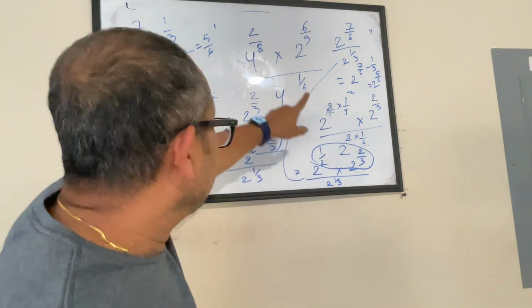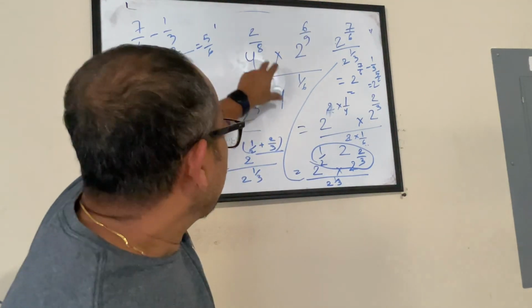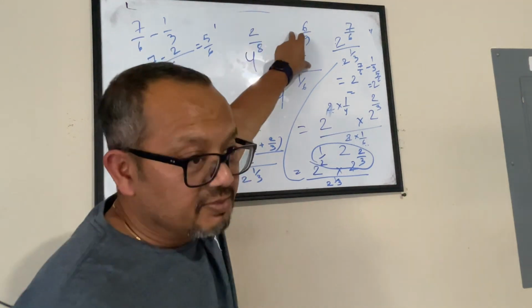If you look at the whole thing, what did I do? I had numbers with different bases. I looked at converting them into a smaller base.